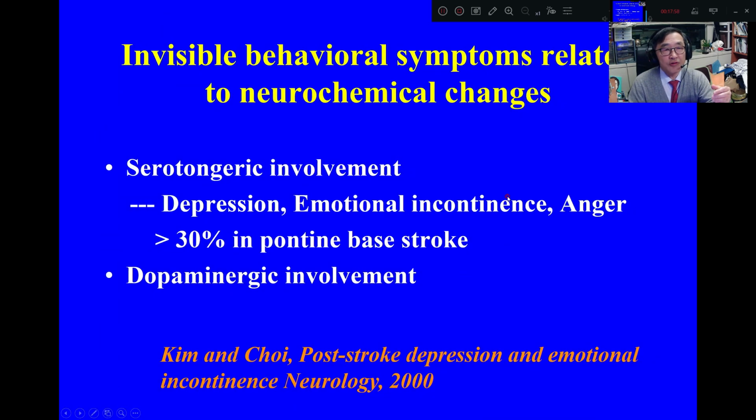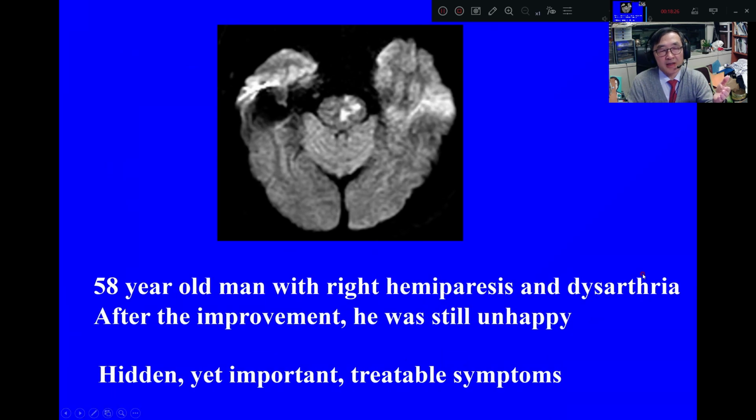So finally, I'd like to talk a little bit about invisible behavioral syndromes related to neurochemical change, because in the brainstem, especially the pons or the midbrain, there are a lot of serotonergic fibers. So if they are involved, they have a serotonin deficiency, which will lead to depression, emotional incontinence, that is excessive laughing and crying, and anger that occur in more than 30% in brainstem stroke. So you have to keep that in mind.